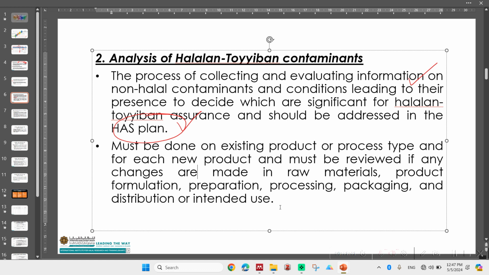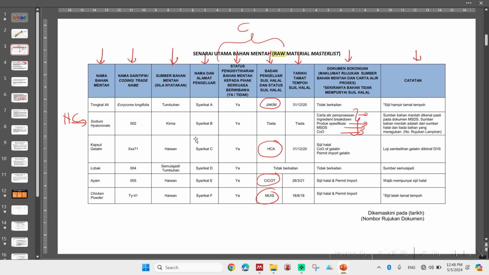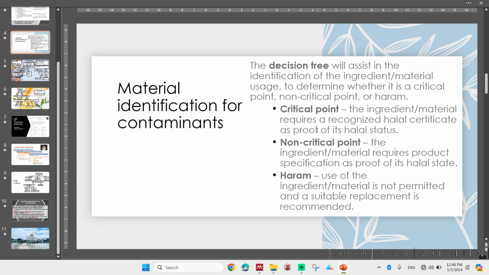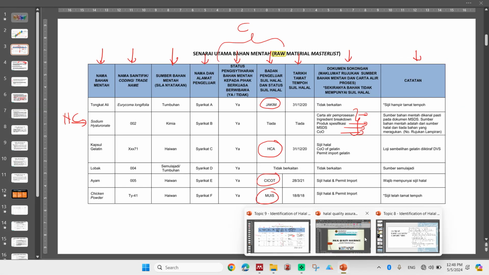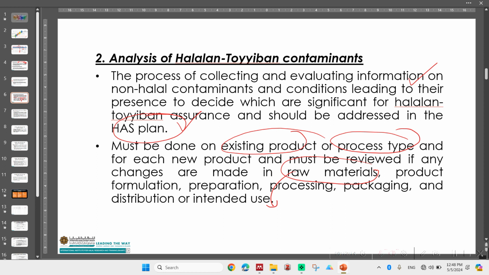So you can see there is a term talking about the product, a raw material, and then process. Raw materials here refers to our list of raw materials. If you change your ingredient, your decision tree in table 8 will also need to be carried out or evaluated. Okay. So another term here we talk about is process type.